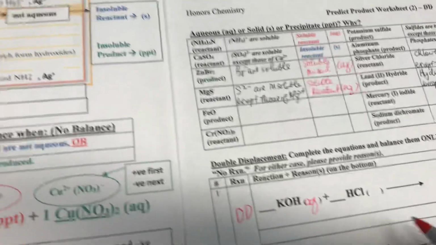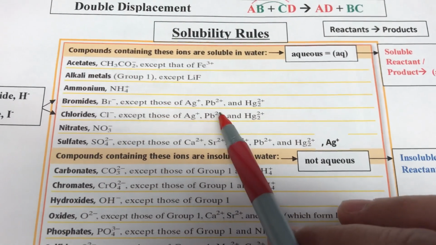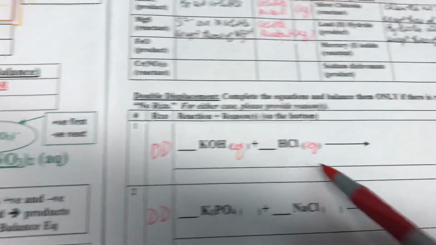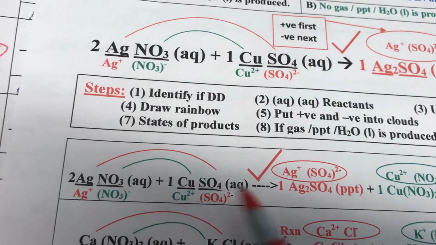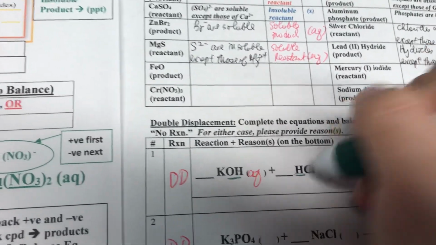Okay. Now HCl, chloride. So chlorides are soluble, no exception. So chlorides are AQ. Now if they are both AQ, I can separate them. So I'm going to start with the middle, the inside. I'm going to underline them.